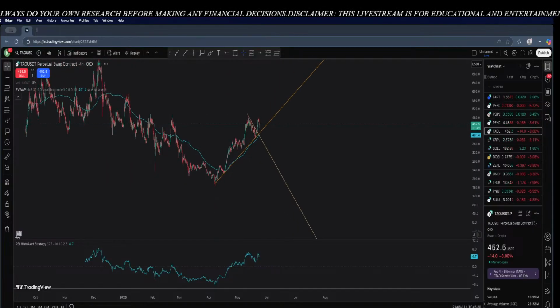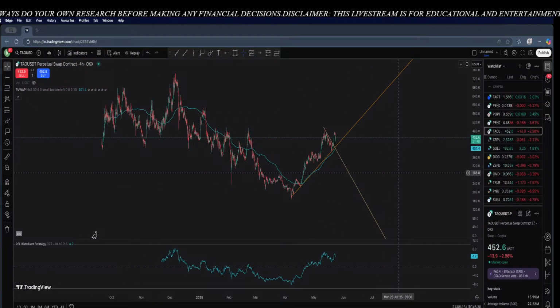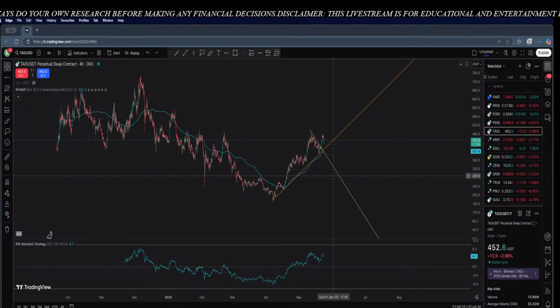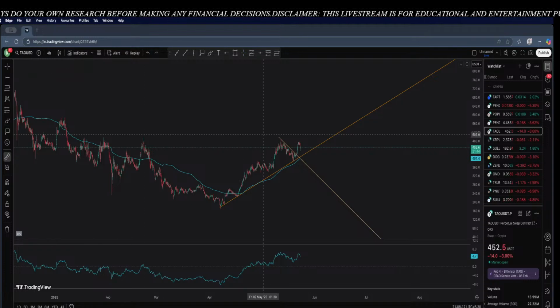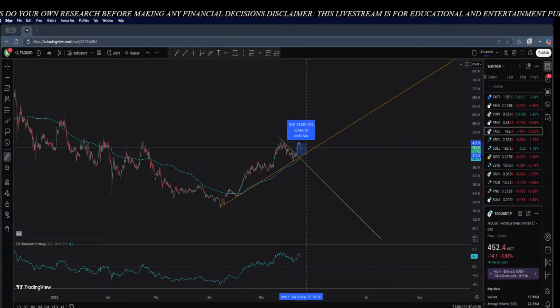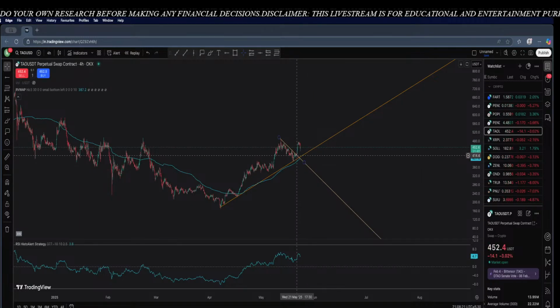All right, next up we have Tao. Tao is a beautiful token. Look at that lovely response of the trendline break of 13% move. I had provided this opportunity on 21st. That was just 2 days ago.